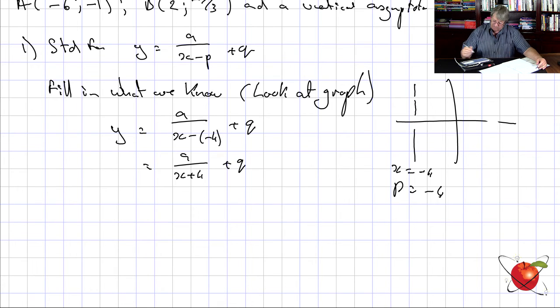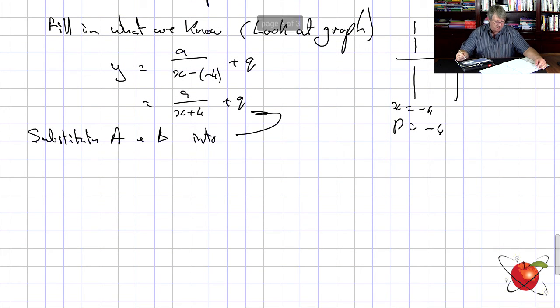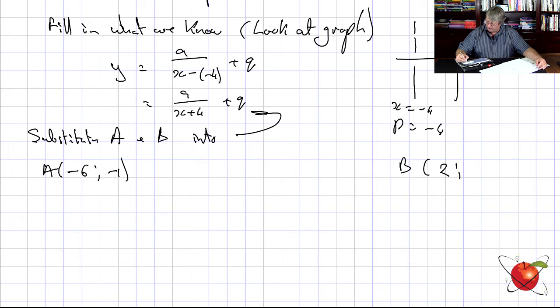Now we're left with a and q. Okay, what do we do? Substitute A and B into what we've got there. This is going to be two simultaneous equations. A is going to be minus 6, minus 1, and B is going to be 2 and minus 7 over 3. Like so. Well, what are we going to do? We're going to put it into the standard form.